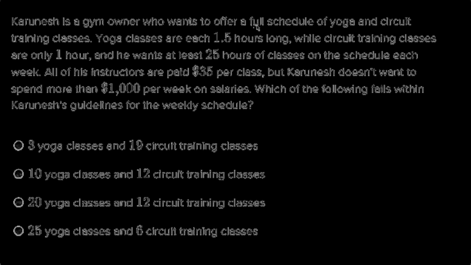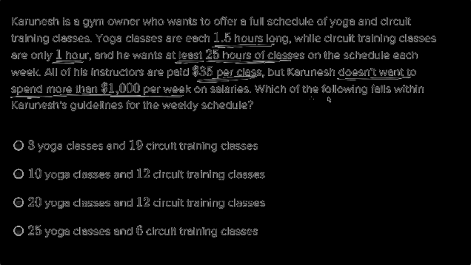Karunesh is a gym owner who wants to offer a full schedule of yoga and circuit training classes. Yoga classes are each 1.5 hours long, while circuit training classes are only an hour. And he wants at least 25 hours of classes on the schedule each week. All of his instructors are paid $35 per class. So it doesn't matter whether it's a 1.5 hour yoga class or a 1 hour circuit training class. But Karunesh does not want to spend more than $1,000 per week on salaries. Which of the following falls within Karunesh's guidelines for the weekly schedule?